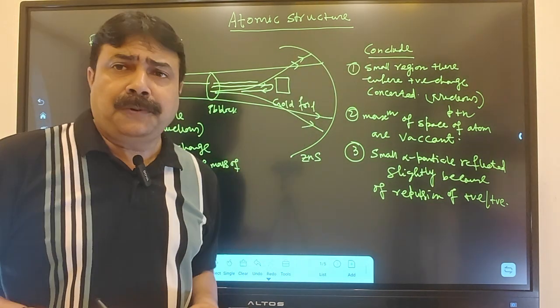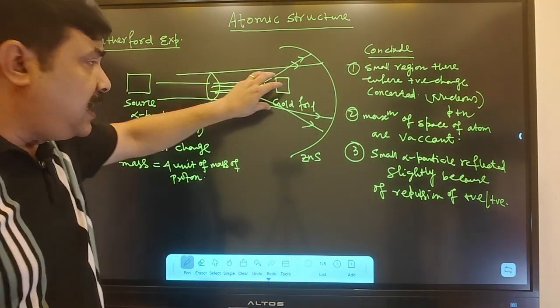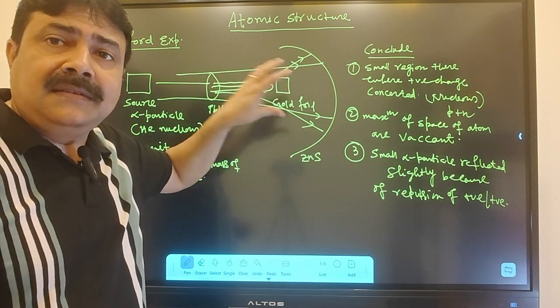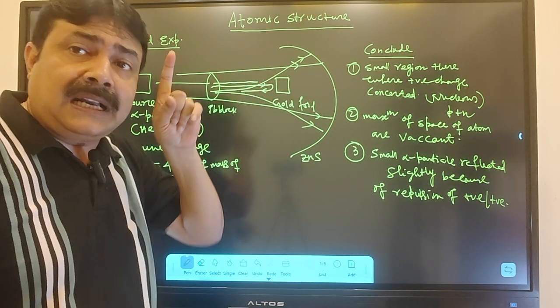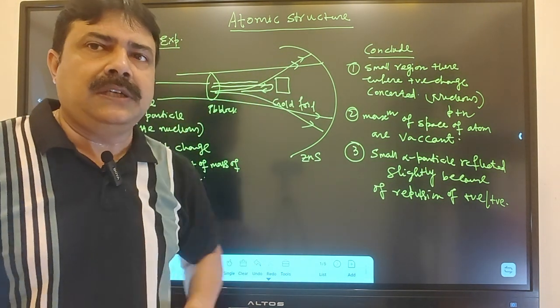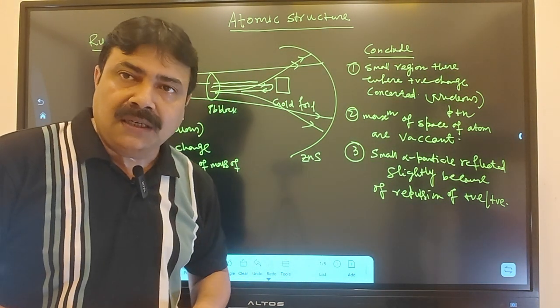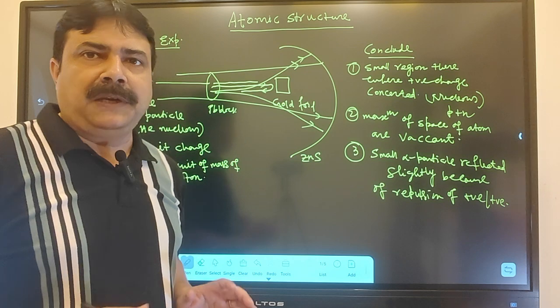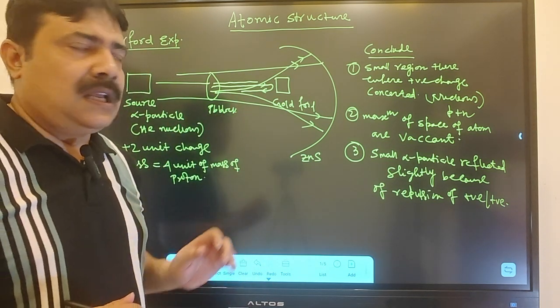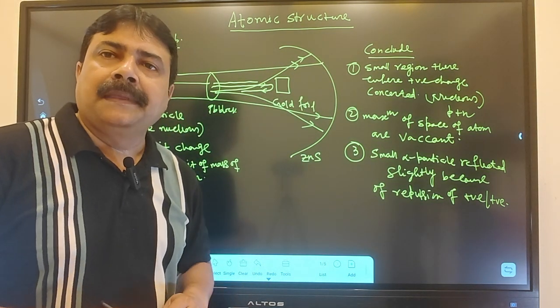And the first point is proved like that. There is a very small place where the nucleus is located in the atom. That's why out of 20,000, one alpha particle exactly takes a 180 degree U-turn. This was the experiment, and these were the consequences and conclusions from Rutherford.